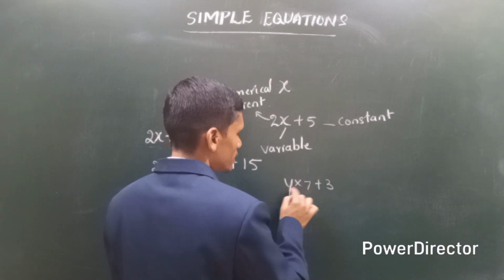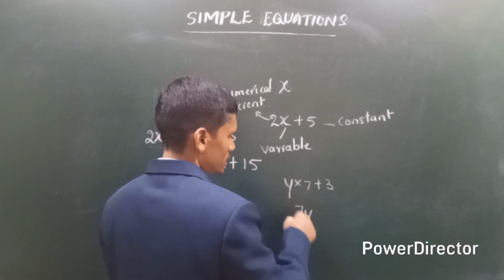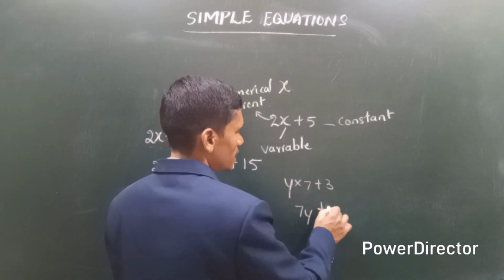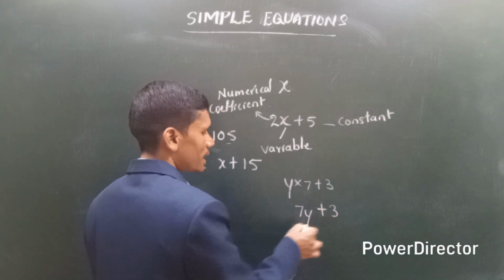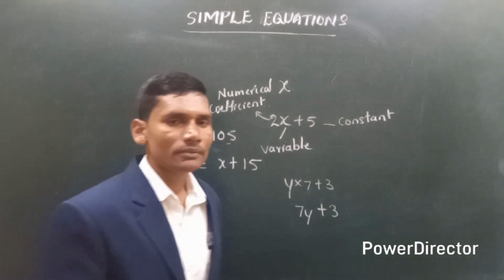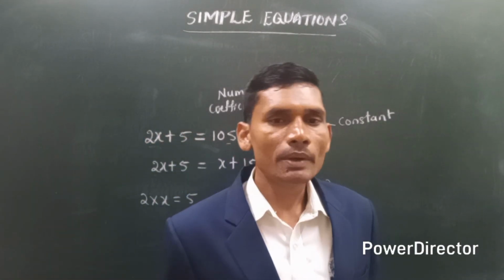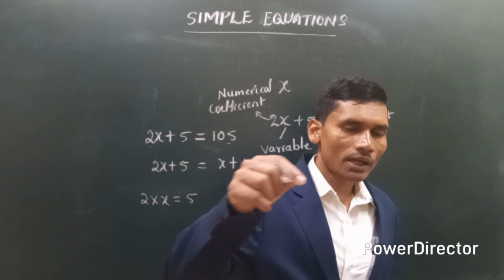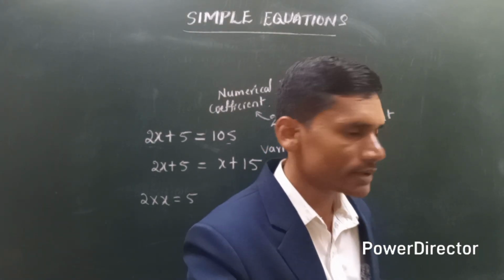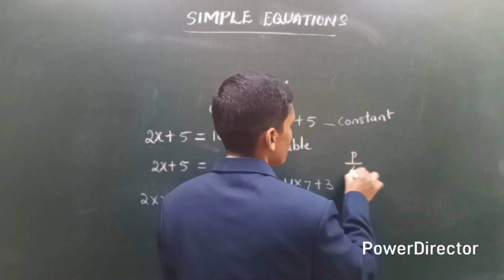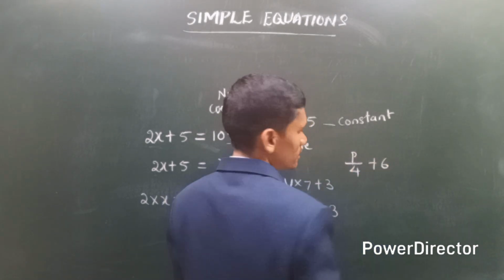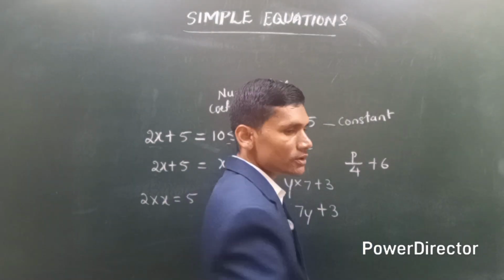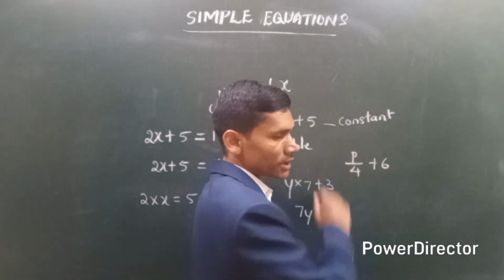So how to write this? 7 into y is 7y. We should always write it like this, numbers first and variable next. Then plus 3. This is an algebraic expression again. Next, p divided by 4 and added to 6. This is also an algebraic expression. We are not equating. If it is not equated, it is not an equation. It is just an algebraic expression.